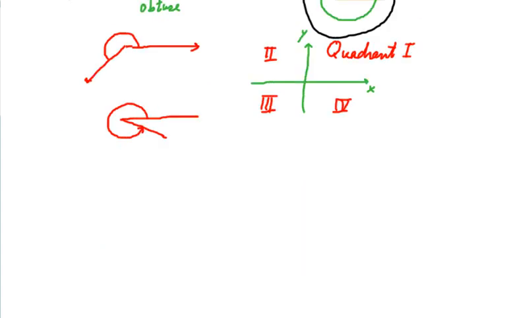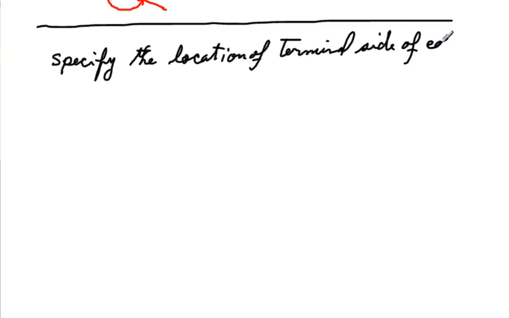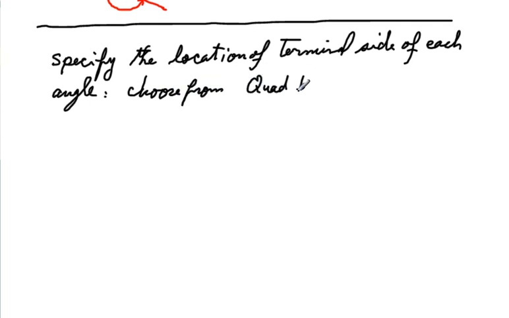Okay, let's go ahead and practice a little bit about this idea we had. Specify the location of the terminal side of each angle. Choose from quadrant 1, 2, 3, 4.